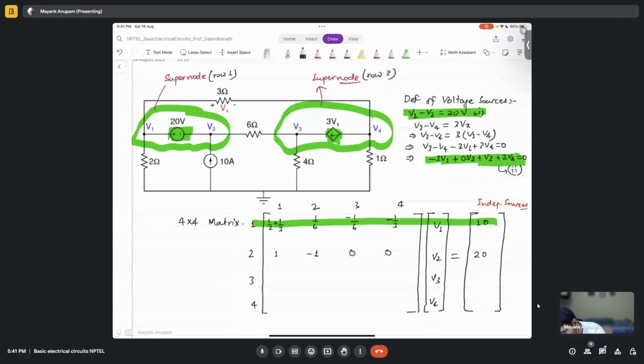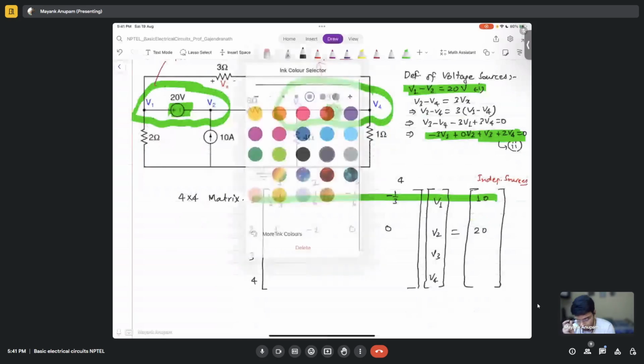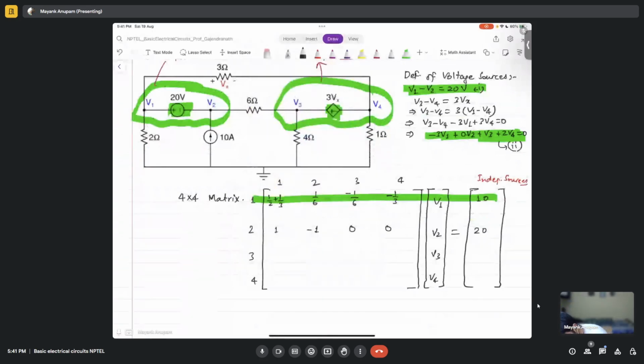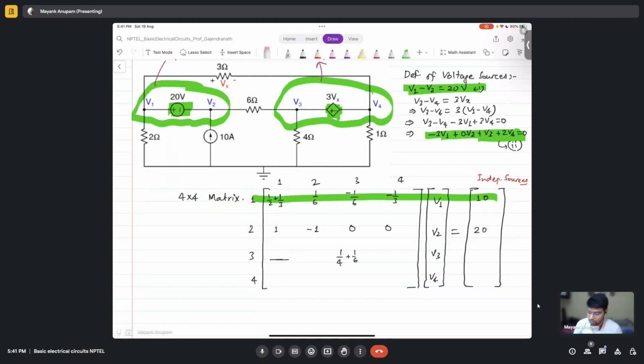So what will I write here for the third row? First, let's write the 3 comma 3 entry. It will be 1 over 4 plus 1 over 6. Nothing else, right? Now let's write the 3 comma 1 entry. What connections do I have between 1 and 3? No connection, so this is 0. What connection do I have between 2 and 3? Minus 1 by 6. Correct.